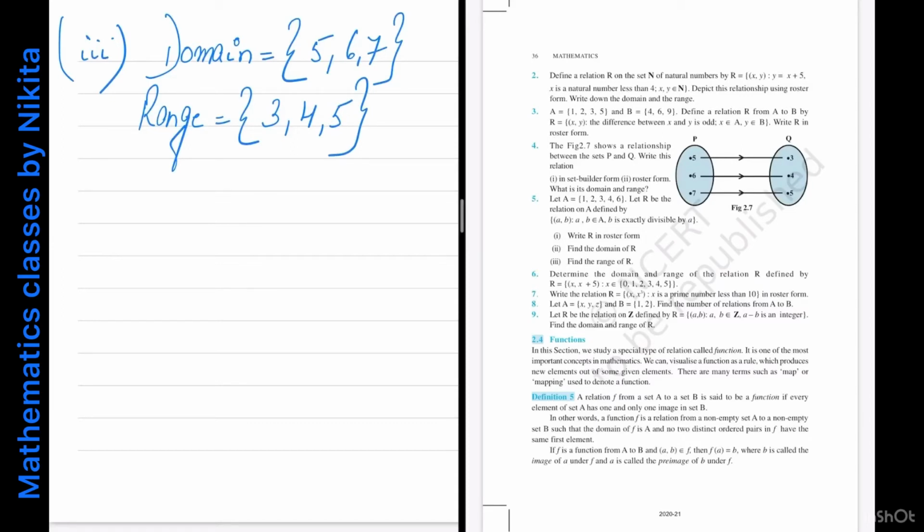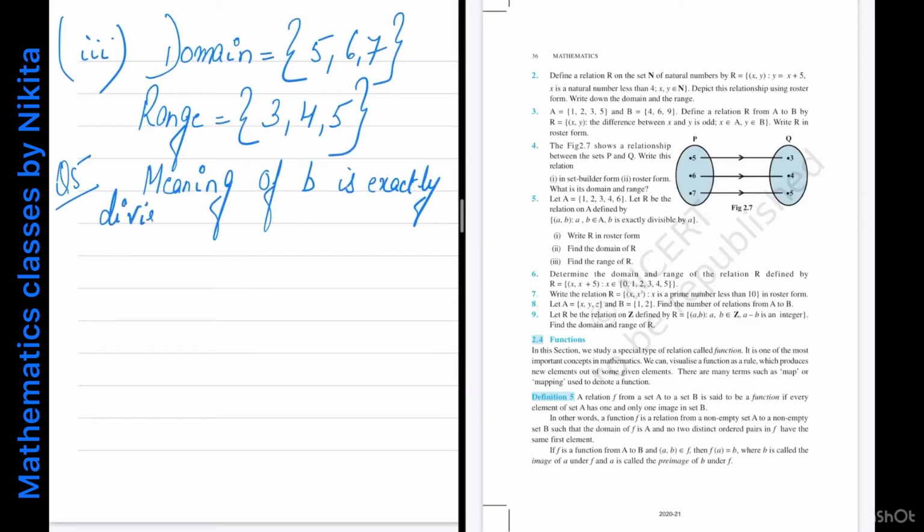Let's see question number 5. Let A equal to 1 comma 2 comma 3 comma 4 comma 6. Let R be the relation on A defined as all those A comma B such that A and B are coming from A and B is exactly divisible by A. Now I want to tell you one thing. What is the meaning of B is exactly divisible by A?